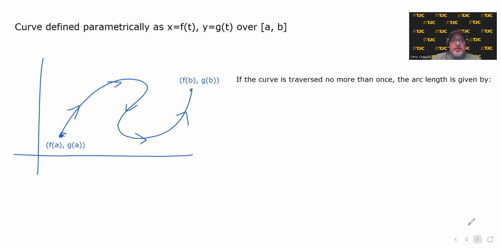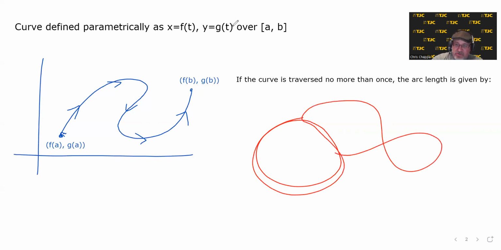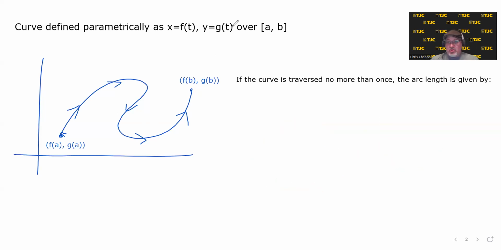But as long as the parametrization of the curve doesn't retrace it, and by that, I mean, for example, if we had a circle and it got traced again, and then it came over here and then traced again, anything that retraces will not accurately calculate the arc length unless you take into consideration how many times it's retraced. But we simply won't worry about that.